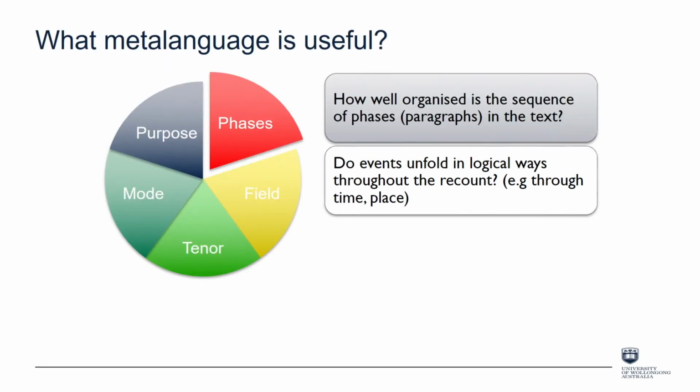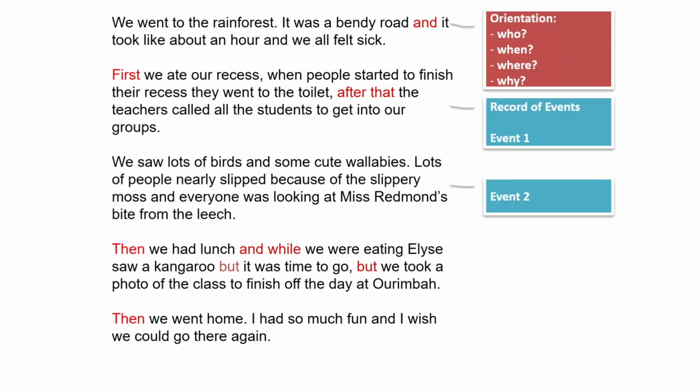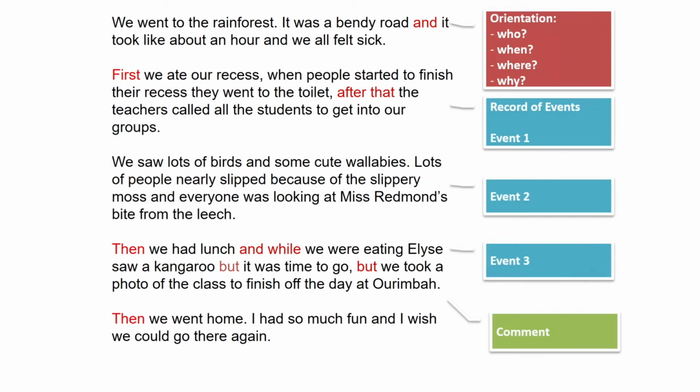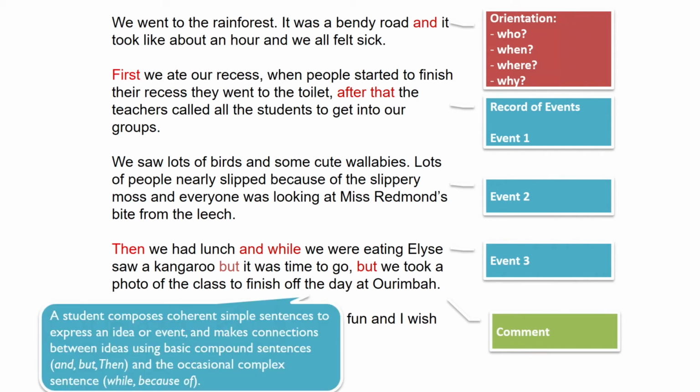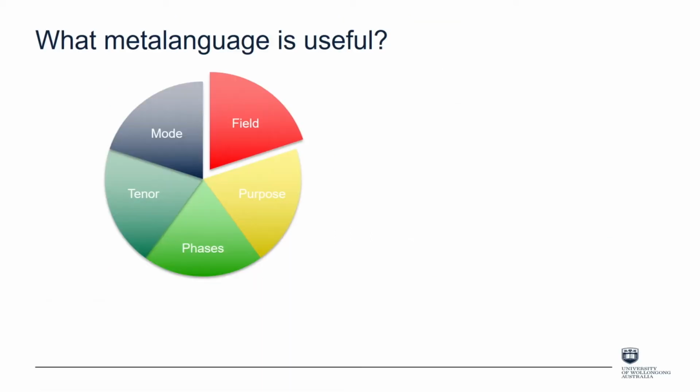When we look at the phases, we could ask questions about how well organized the sequence of the text is, and do events unfold in logical ways. What we noticed were these simple connectives: and, first, after that, then, and, but, then. So very simple connectives were used to connect the ideas. Now, this student was able to compose coherent, but simple, sentences to express an idea or event and make connections between the ideas.